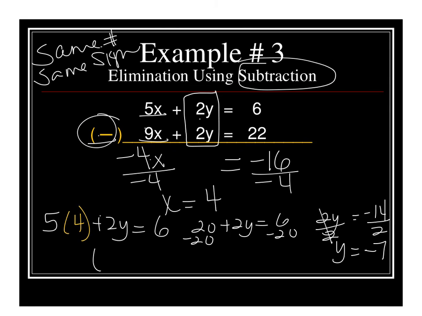So my answer to this problem is 4 is my x, negative 7 is my y. You're normally going to always see them as ordered pairs. All right, next example.